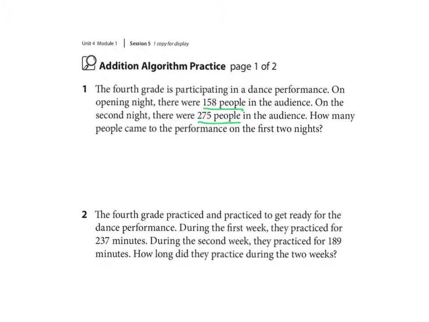So we know based on that question that they're asking us to add. So I'm going to take the 2 numbers that I underlined and I'm going to add them. So I like to put the biggest number on top, which is 275. And then the smaller one on the bottom. And I'm going to add.